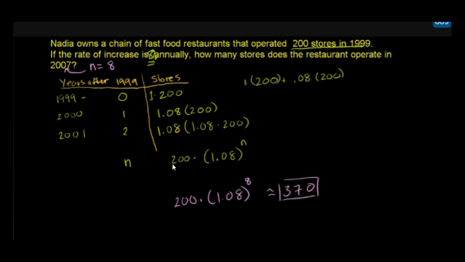So 8% growth might not look like something that's so fast or that exciting, but in under a decade, in only 8 years, she would have got her restaurant chain from 200 to 370 restaurants. So over 8 years, you see that the compounding growth by 8% actually ends up being quite dramatic.